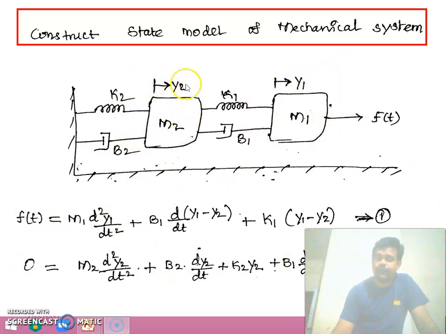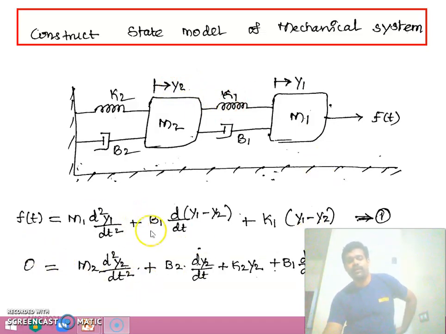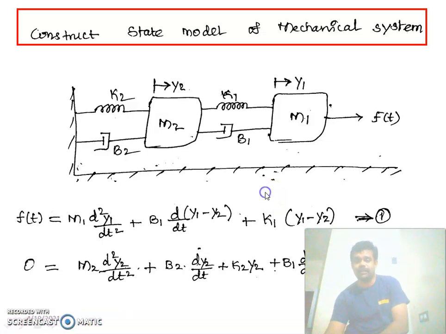Now we are going to write the differential equation for M2. So M2 into d square y2 by dt square plus K2 into y2 plus V2 into dy2 by dt plus V1 into d by dt of y2 minus y1. When writing for M2, you have to consider y2 first. So y2 minus y1, plus K1 into y2 minus y1 is equal to 0. So now we have written the differential equations governing this mechanical translational system.